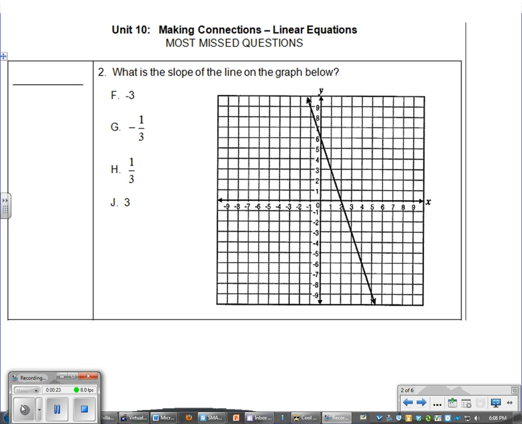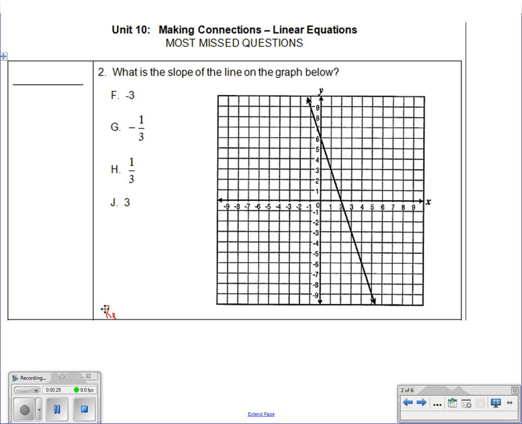This problem is very similar to question number 1 on your review. If you look back at your review on question number 1, you will see a very similar, in fact, I do believe it is the same exact question. So it's asking, what is the slope of this line? You can either figure out the slope or use the slopes that are given.